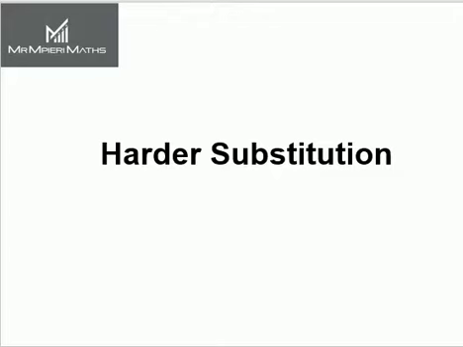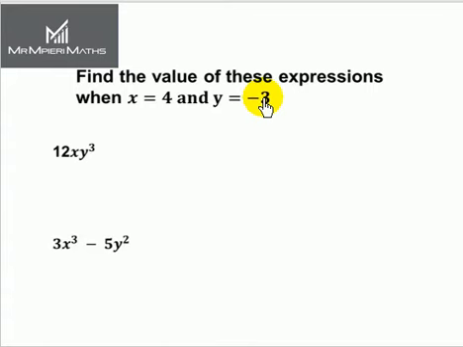Harder substitutions. And why is it called harder substitution? Where you find out. Find the value of these expressions when x is 4, y is minus 3. 12xy cubed, so you're going to understand here y is cubed, and y is minus 3. 3x cubed minus 5y squared. X is cubed, and x is 4, y is squared, and y is minus 3.